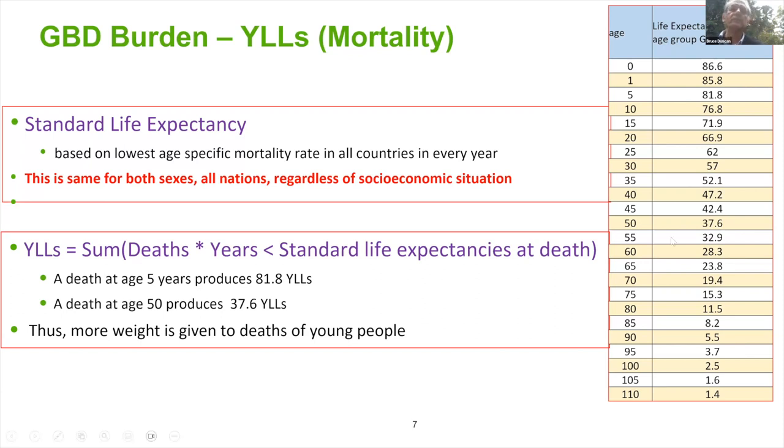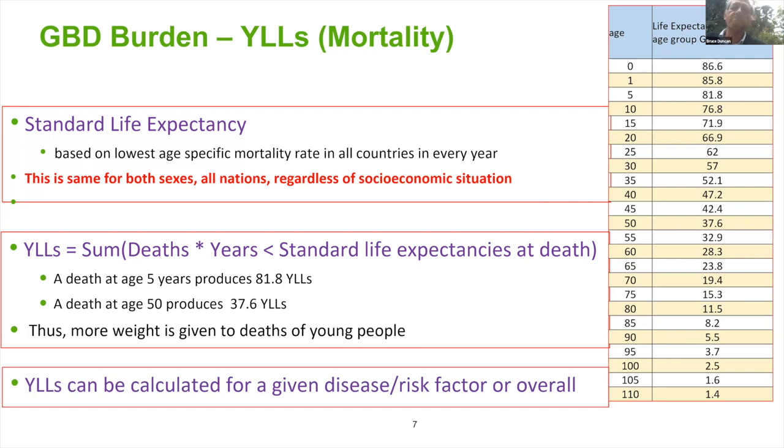And YLLs for a population are the sum of all their deaths times the number of years premature to the standard life expectancy that these deaths occurred. And YLLs can be calculated for a given disease, say diabetes, a given risk factor like high body mass index, or overall for a country like Brazil.